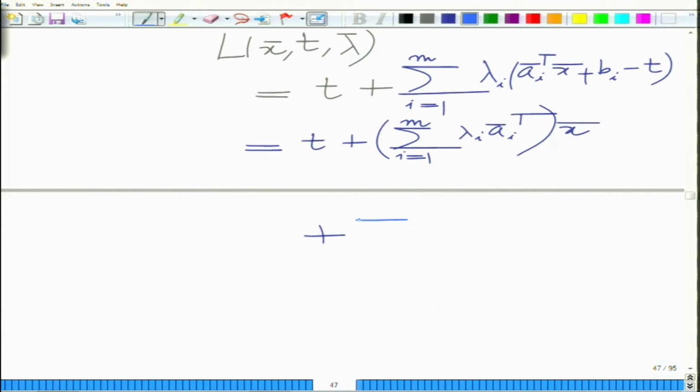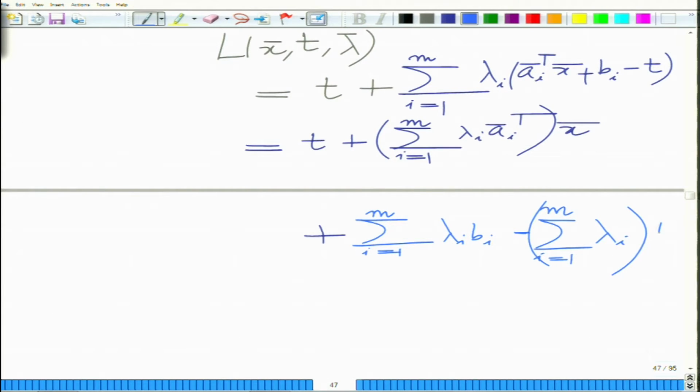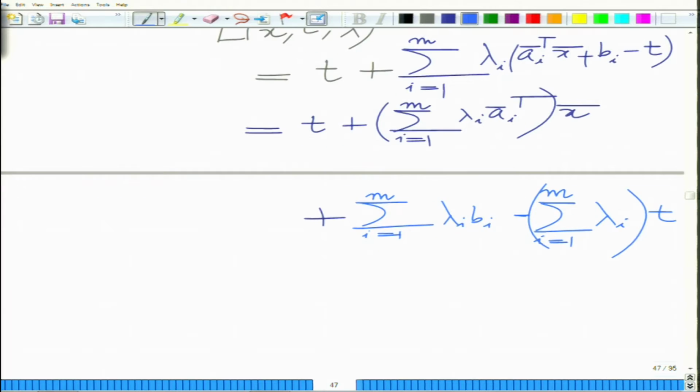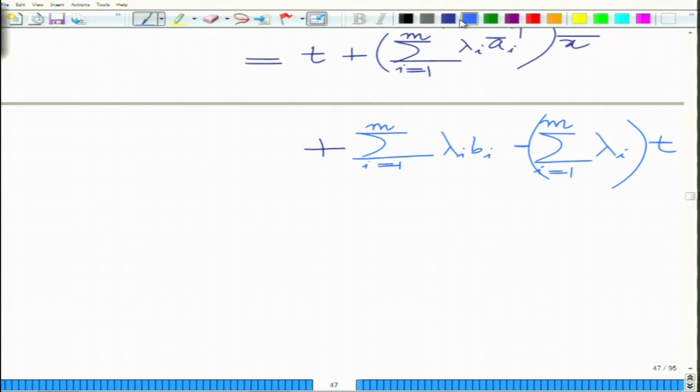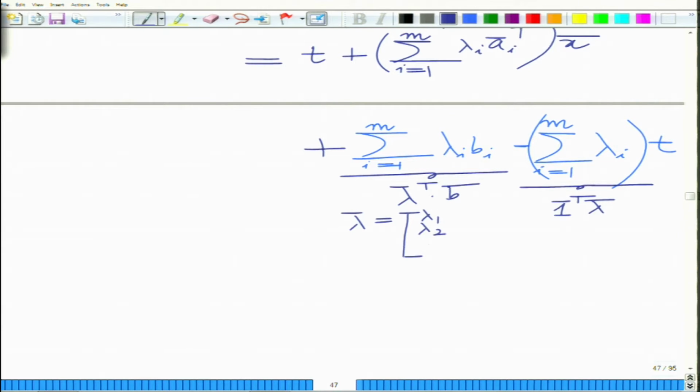plus summation of i equals 1 to m lambda_i b_i minus summation i equals 1 to m lambda_i into t. Now, if you look at this, the coefficient of t is not summation of lambda_i, this is 1 bar transpose lambda bar, and this is summation lambda_i b_i. So, you can write this as lambda bar transpose b bar. I think you know what the definitions of these are. Lambda bar is the vector of lambda_1, lambda_2 up to lambda_m, b bar is a vector of b_1, b_2 up to b_m, and so on.